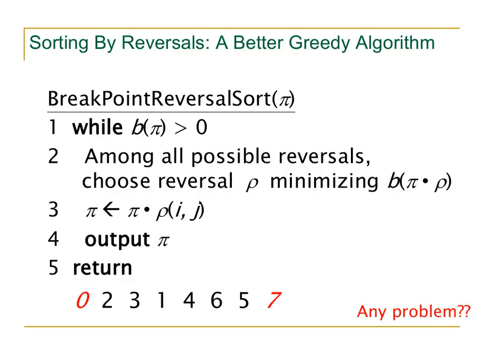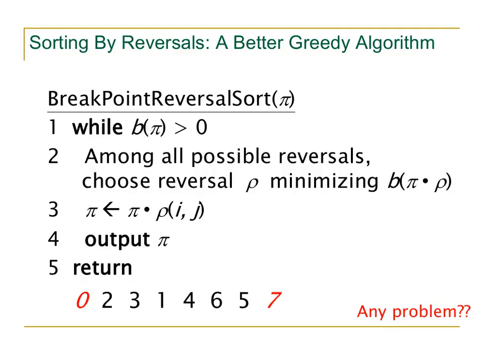Now that we've established our breakpoint-based lower bound, let's look at the pseudocode for breakpoint reversal sort, a straightforward greedy method for sorting by reversals. We start with a permutation pi and compute its breakpoint count b(pi). As long as b(pi) is greater than 0, we examine every possible reversal rho and pick the one that drives the breakpoint count down the most, that is, the reversal minimizing b(pi ∘ rho). We then apply that reversal to pi, update our permutation, and repeat. Once there are no breakpoints left, we output the fully sorted sequence.